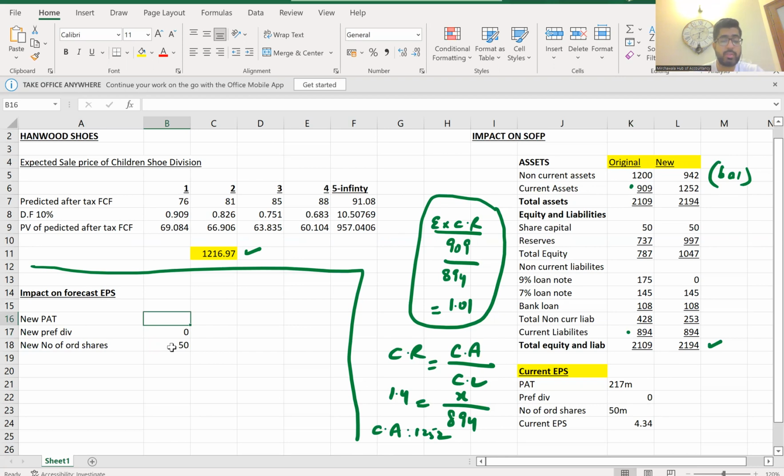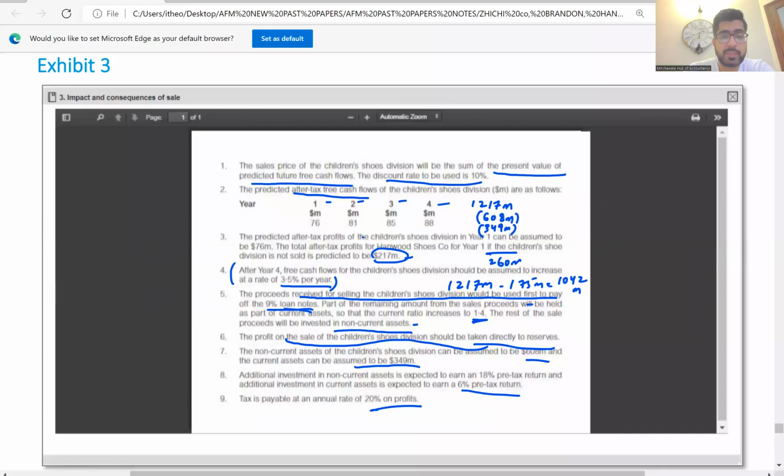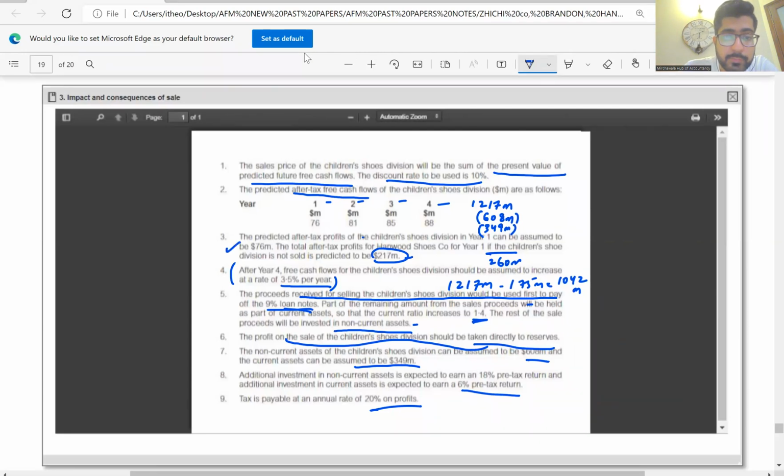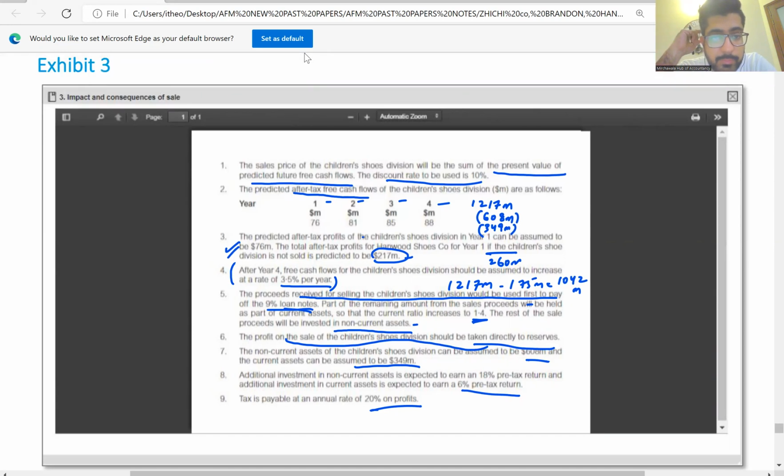New PAT. Now obviously you have to think, if you sell the children shoe division, its PAT would be gone, because after tax profit of children shoe division is 76. But additional investment in non-current assets is expected to earn 18% pre-tax return, and additional investment in current assets is expected to earn a 6% pre-tax return. This is pre-tax, and this is after tax. So the new PAT working is a bit tricky here: your existing children shoes division PAT is going, but you are additionally investing in non-current assets earning 18% and 6%, that should be considered.